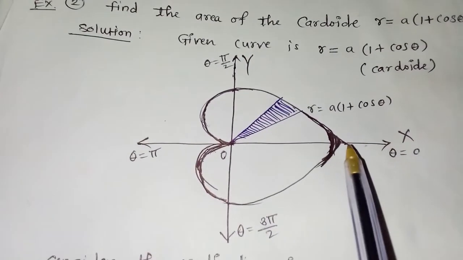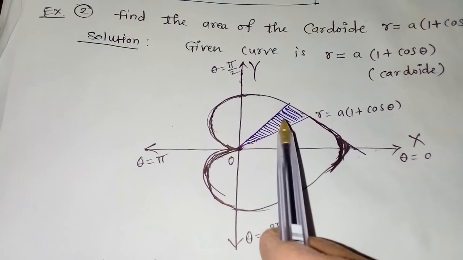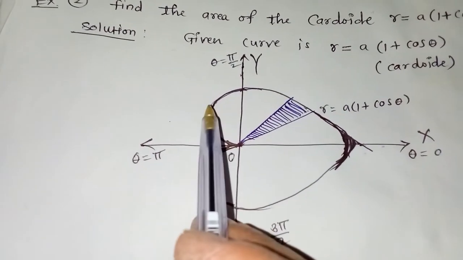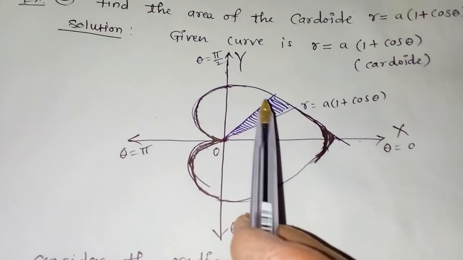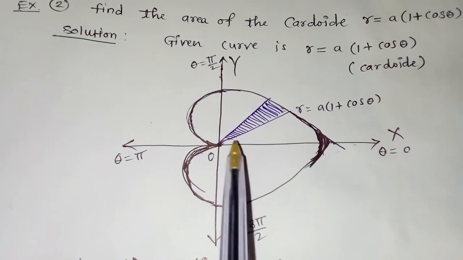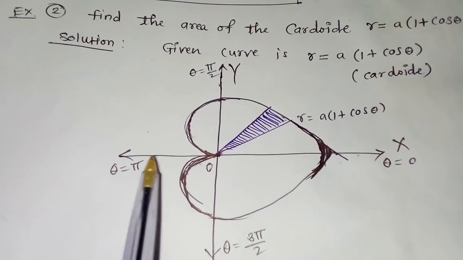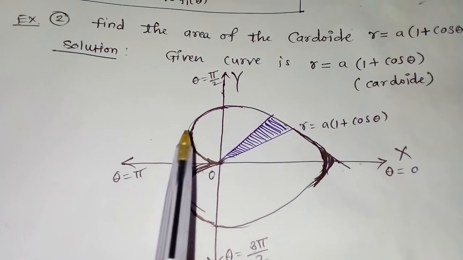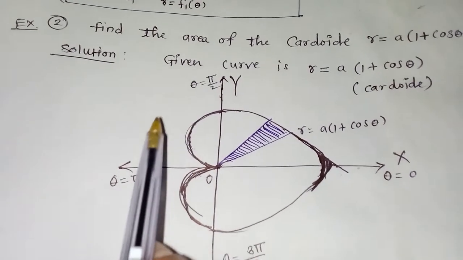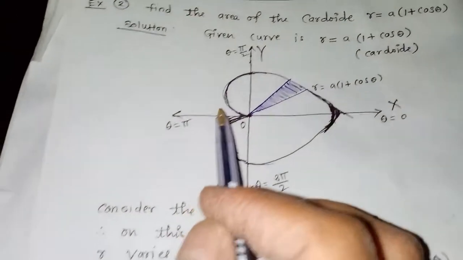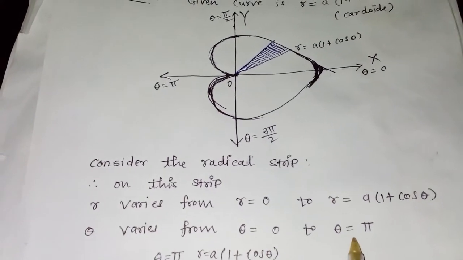Now we are finding the limits of theta. We can observe that the upper side region is in the first quadrant as well as the second quadrant. Therefore our angle starts from theta equals 0 and ends at theta equals pi. So theta varies from theta equals 0 to theta equals pi.